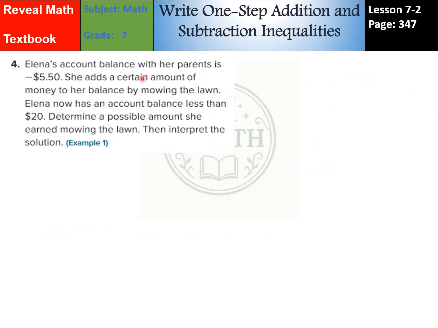Elena's balance with her parent is negative $5.50. She adds a certain amount to her balance by mowing the lawn. Elena now has an account balance less than $20. What is the keyword here? The keyword is "less than." So she has less than 20. What is the inequality? Negative 5.50 plus X is less than 20.